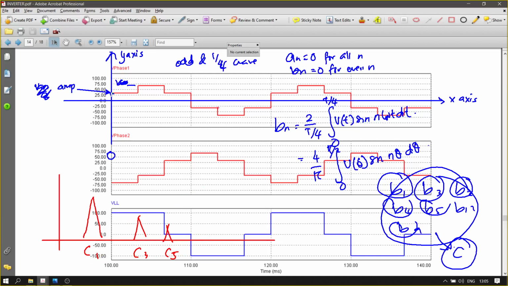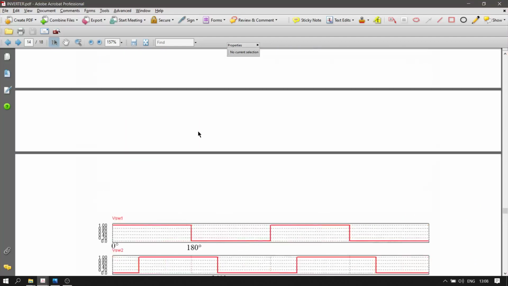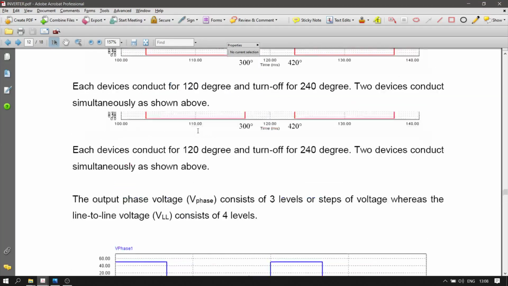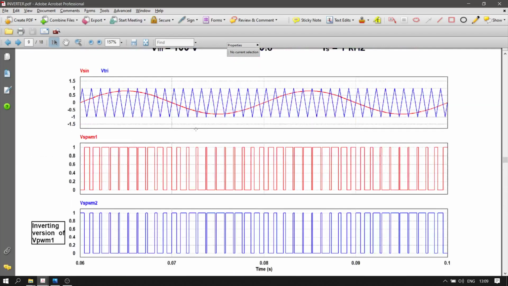Okay, right? So that is the first part, the inverter. Now I'm going to come back to the PWM. Right, PWM, pulse width modulation.